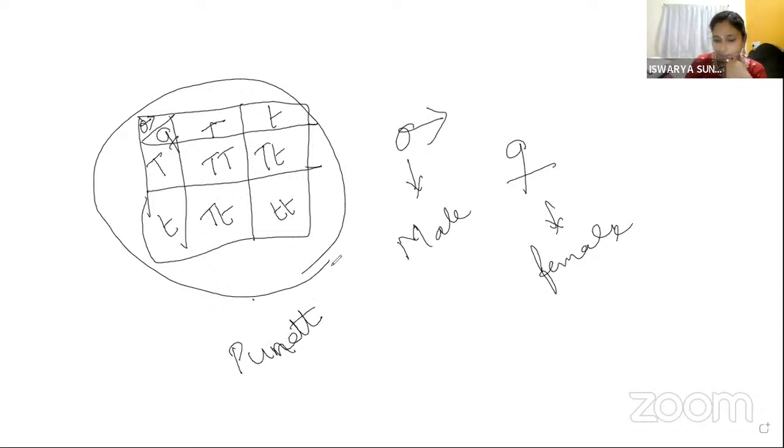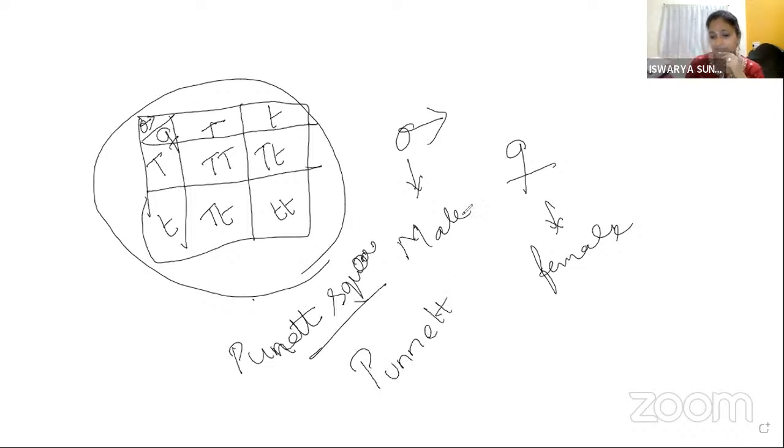Punnett square. Okay. Punnett square was an easy method which helps us to determine the genotype and phenotype, and that was discovered by a person called Punnett, and it's named after him.